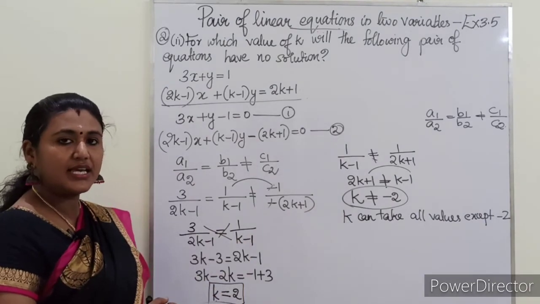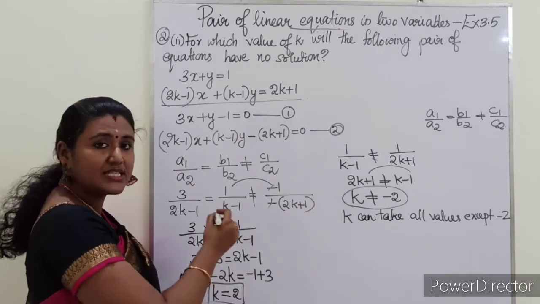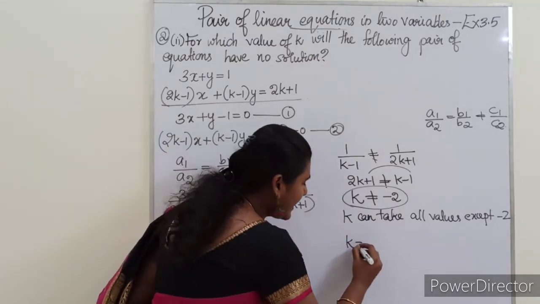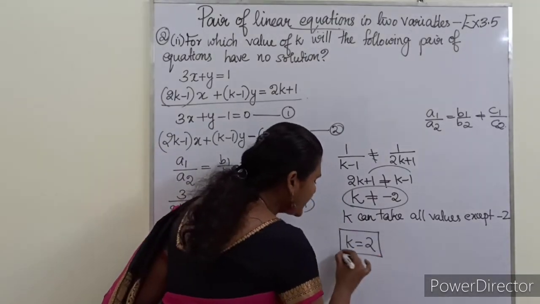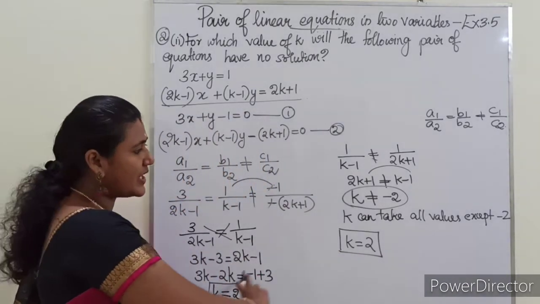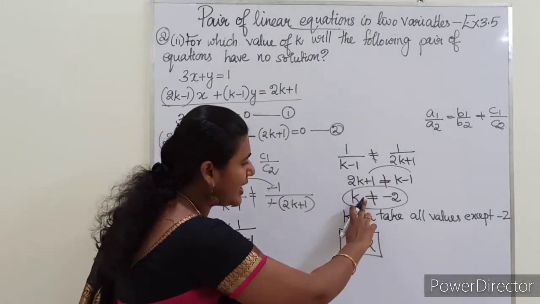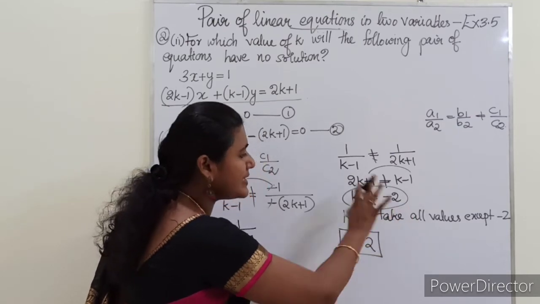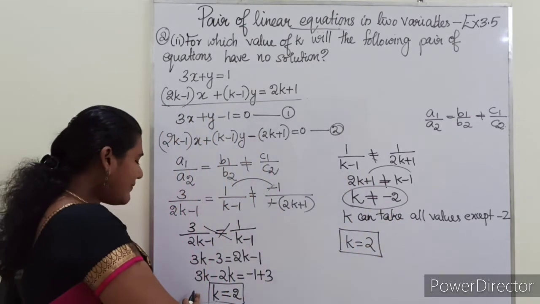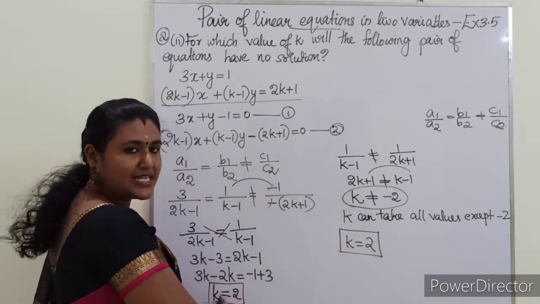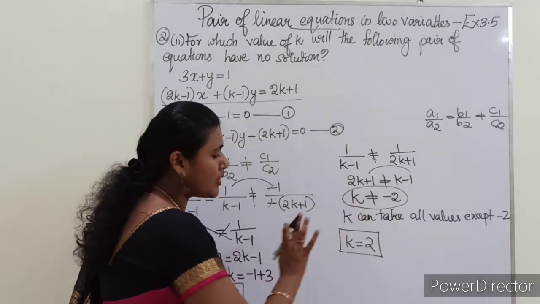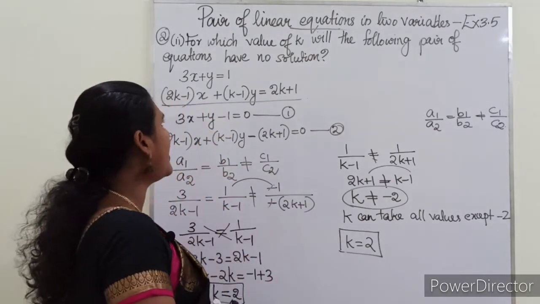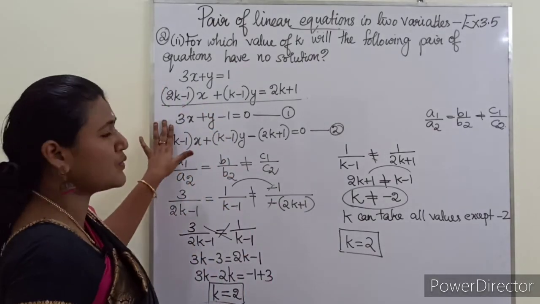Now if you see here, the value of k which satisfies both of these conditions. If you take k is equal to 2, this will satisfy the first condition and the second condition also. Here k is equal to 2 is possible, because which is not possible is minus 2 only. So the value of k which satisfies both the conditions is k is equal to 2. So that is the value of k for which the given pair of equations have no solution.